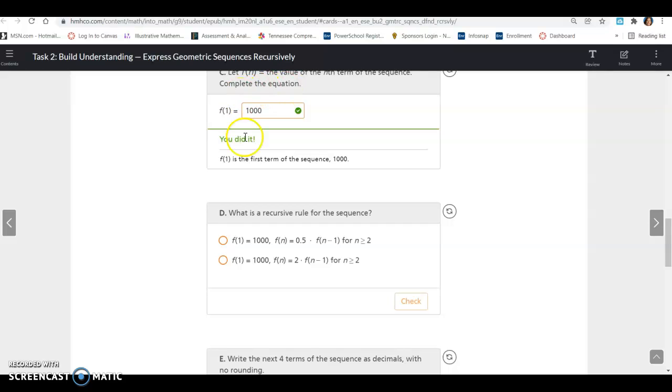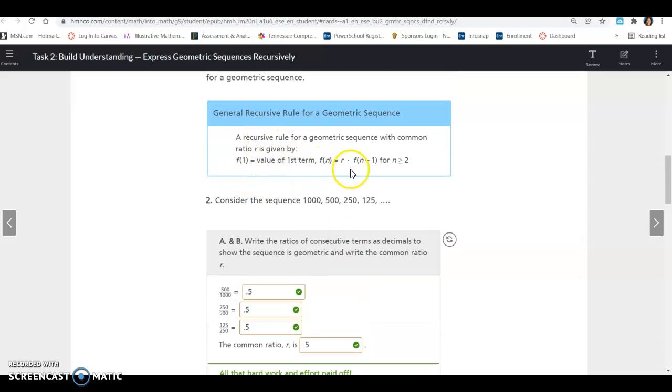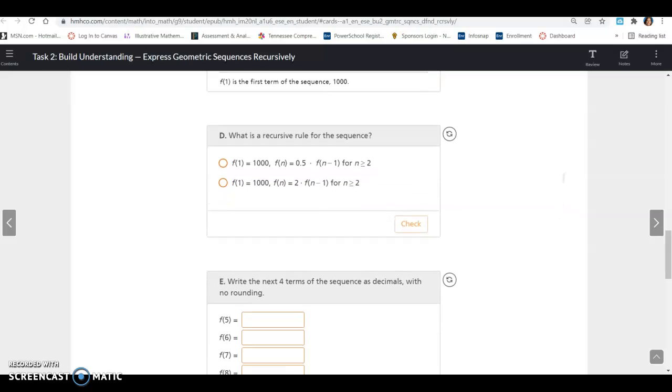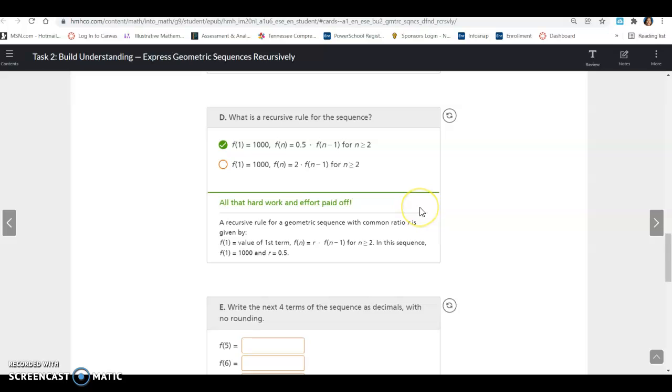All right, so it says what is a recursive rule for this sequence? So we know it's going to be the first term, and then it's going to be times the common ratio, and then times f of n minus 1 for n greater than or equal to 2. And again, that comes from this formula right here that I said that you need to kind of remember. So all we're doing is the first term was 1,000, and then we're plugging in our common ratio, and the rest of this basically stays the same. So if you know that formula, this is not too difficult.